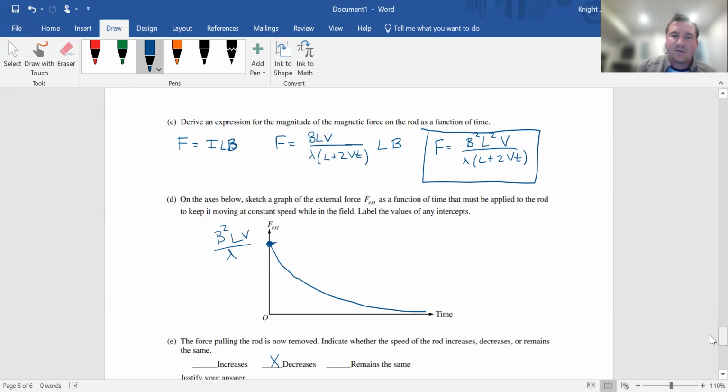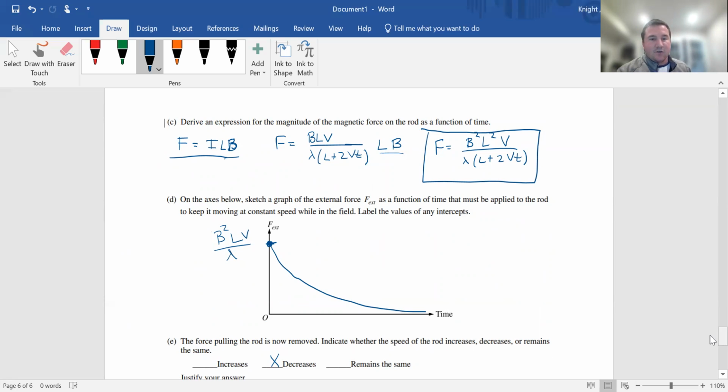Derive an expression for the magnitude of the magnetic force. Magnetic force is ILB, current times the length of the rod times the magnetic field. So we can just do that really quick. We just substitute in BLV over lambda times L plus 2VT for I multiplied by LB. We multiply those through, we get B squared L squared V over lambda times L plus 2VT.